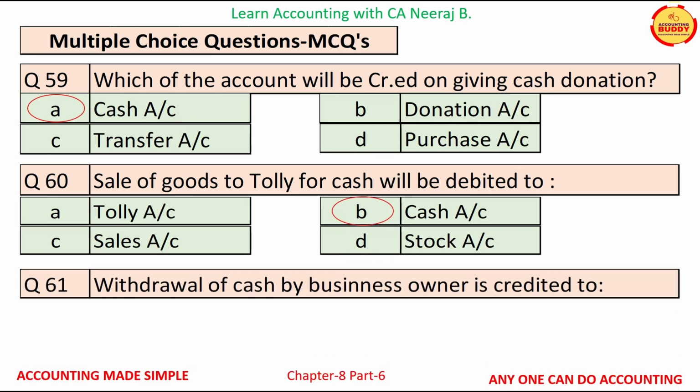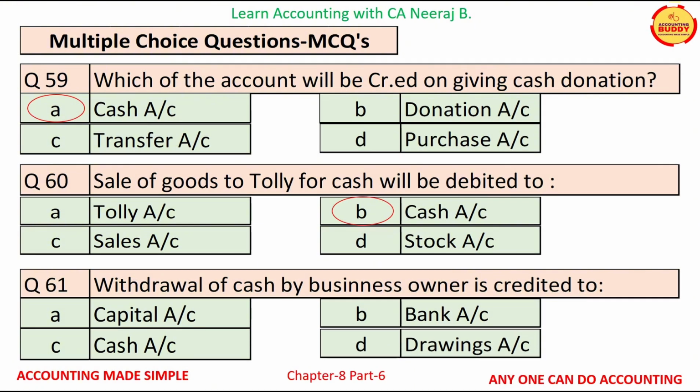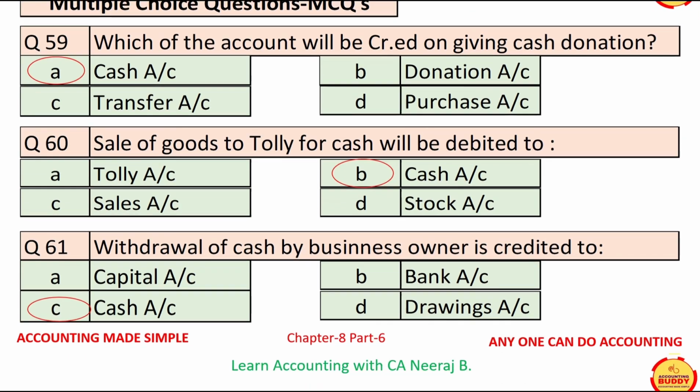Question number 61. Withdrawal of cash by business owner is credited to: option A, capital account; option B, bank account; option C, cash account; and option D, drawings account. The correct answer is option C, cash account.